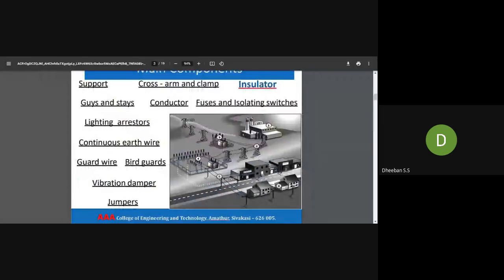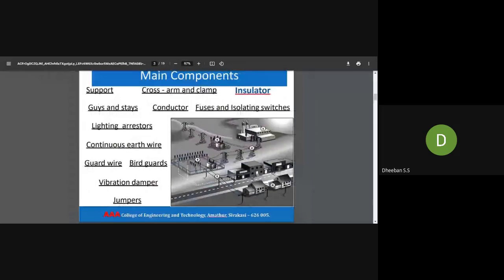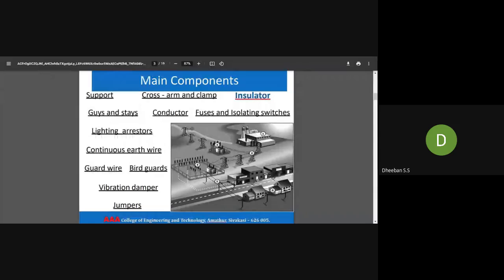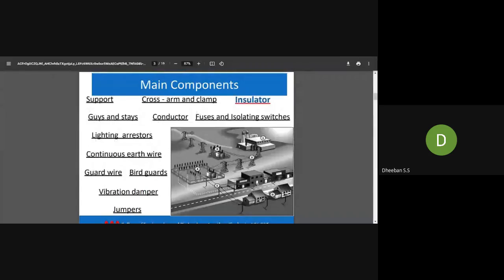So here the main components start with the support. Support means the mechanical structure on which the transmission lines are erected. You know the towers, right? So it comes as a support, followed by the cross arm and clamp. Next is the insulator. Next the conductor, and then lightning arresters. Then the guard wire, and another one is the bird guard. So separate guards for the birds are also there. Then vibration dampers, then jumpers. We'll be seeing each and everything.